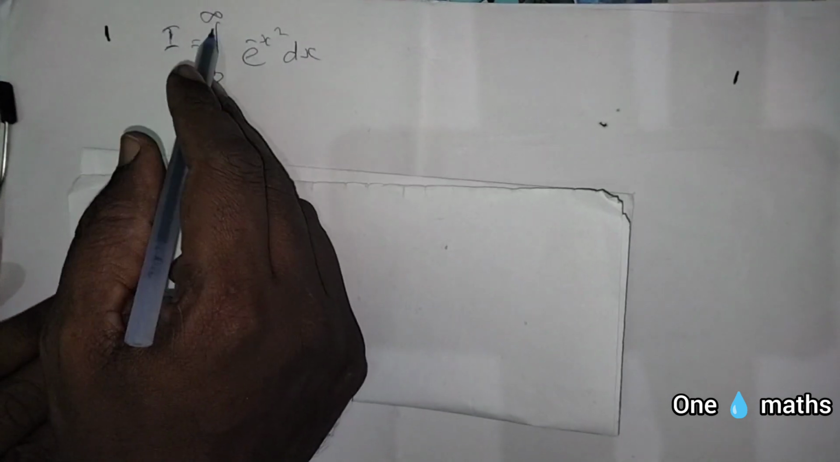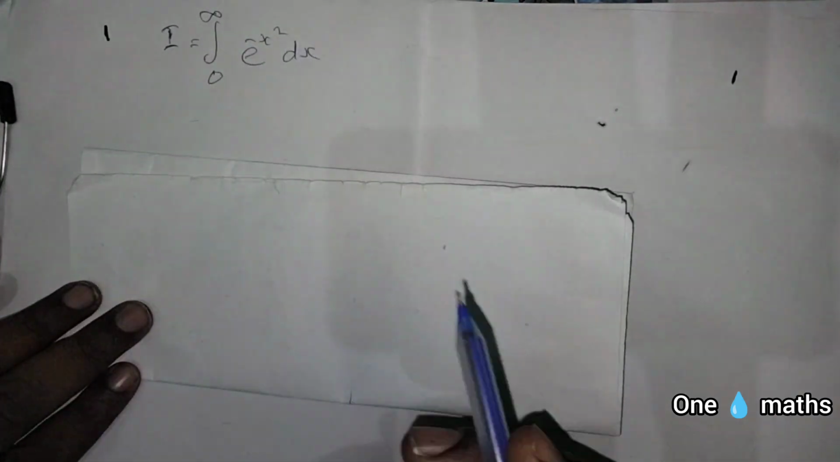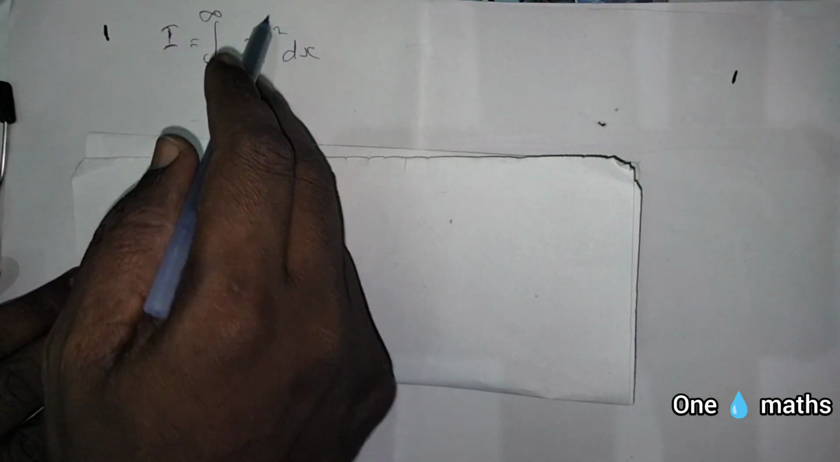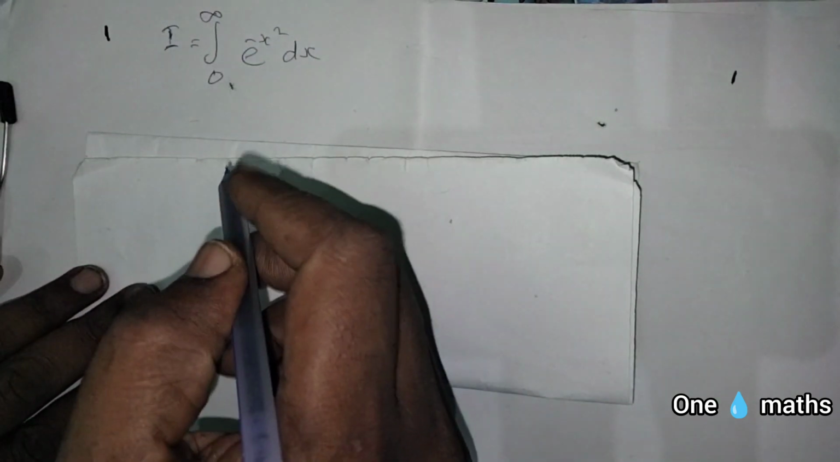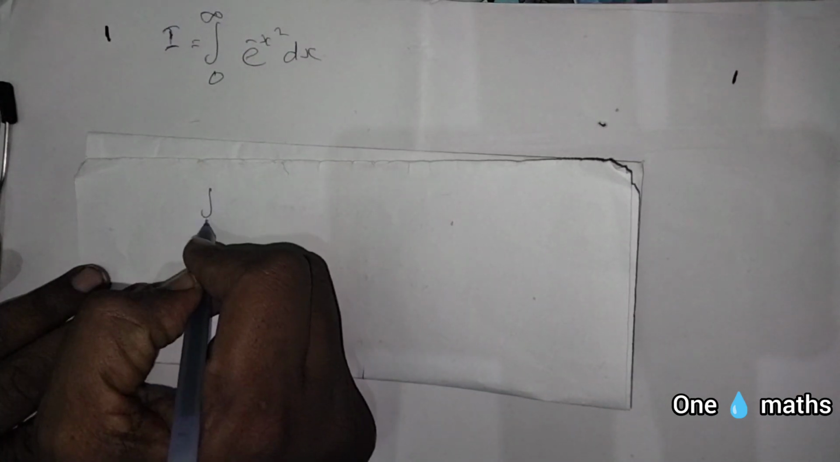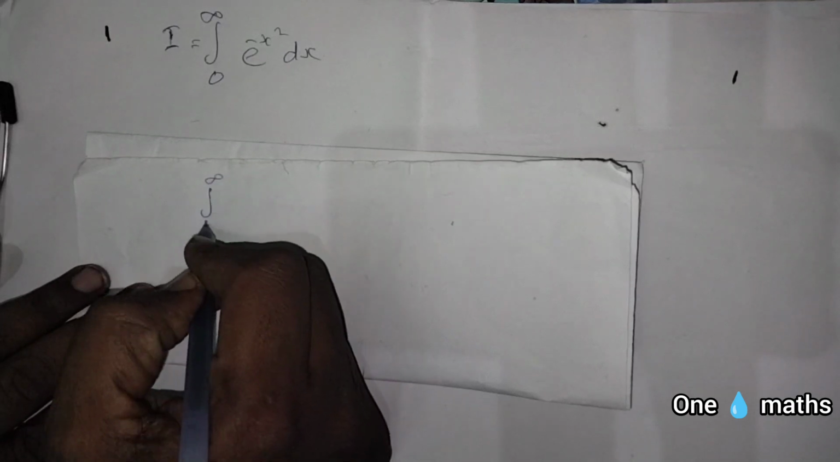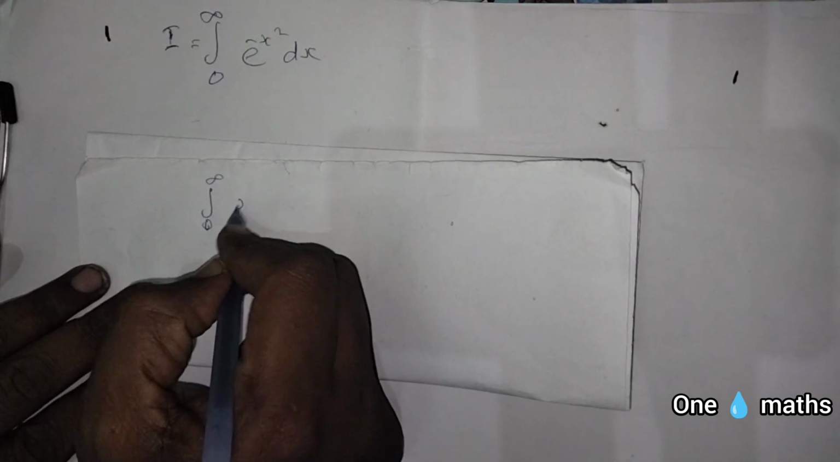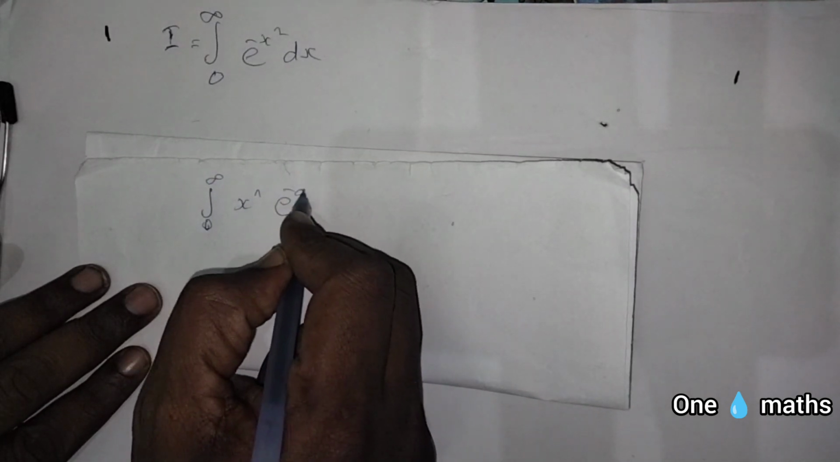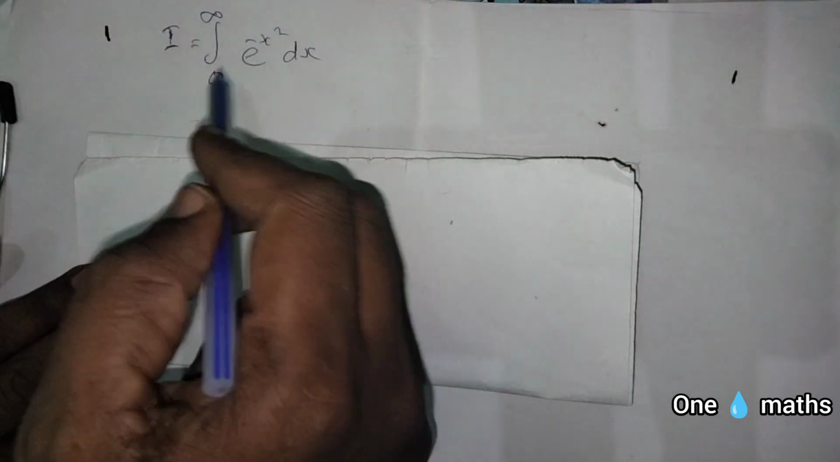They asked to integrate 0 to infinity e power minus x square dx. When we see the question, it seems to be a gamma integral, but what is the difference between them? The gamma integral limit should be 0 to infinity, and we have an x term, x power n, and e power minus ax into dx will come. What is the difference between these two questions?